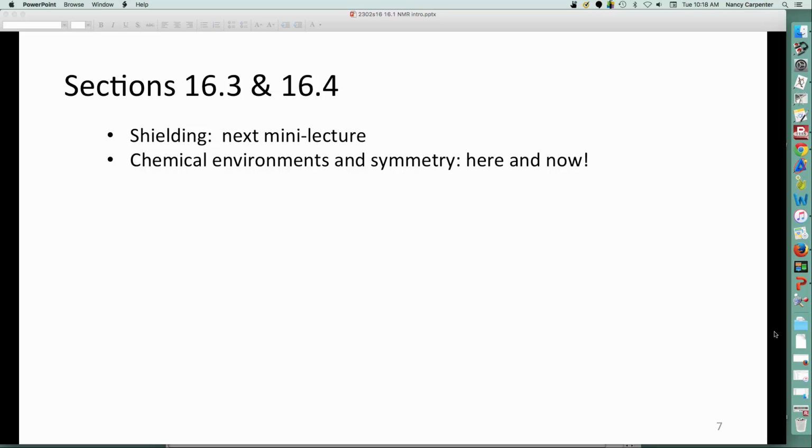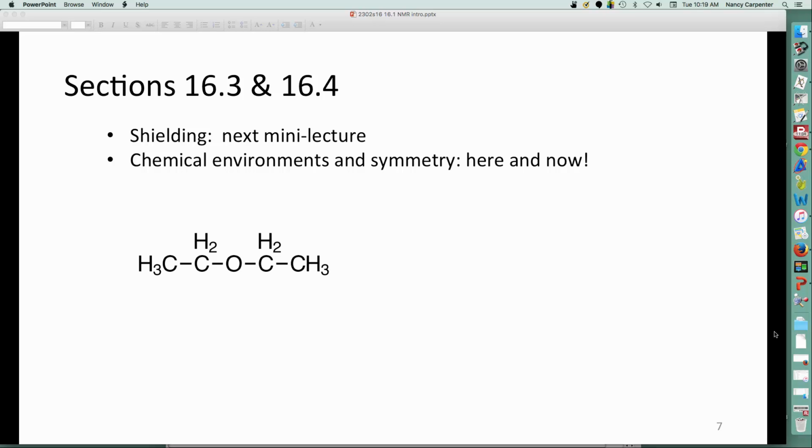All right, so now we're going to skip around a little bit. Shielding is going to be covered in the next mini lecture. What we're going to talk about primarily is symmetry right now, to help you understand how to look at a molecule and predict what its NMR spectrum is going to look like.